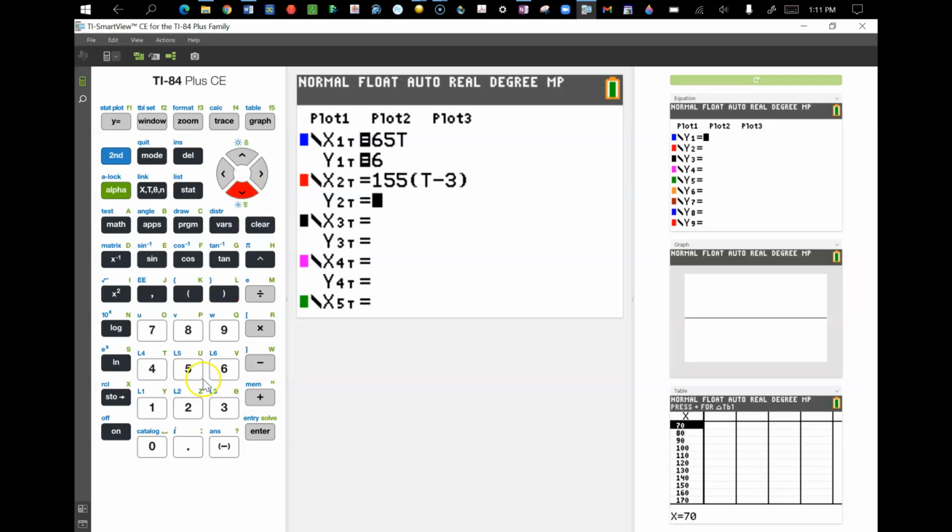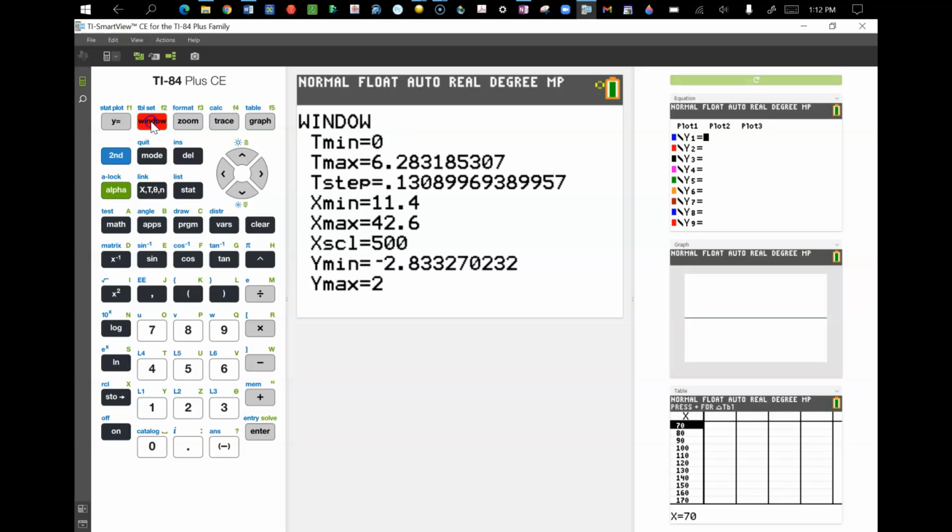And his vertical position, we're going to put 100 in for his height, or 100 feet. Now when you click on the window, you got a lot of other information here. First of all, you have to think about what t represents. And t represents time, but in hours.